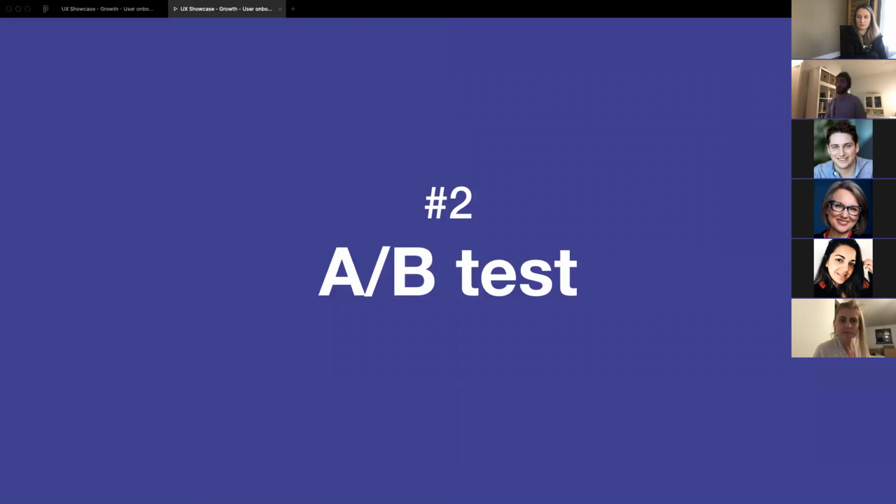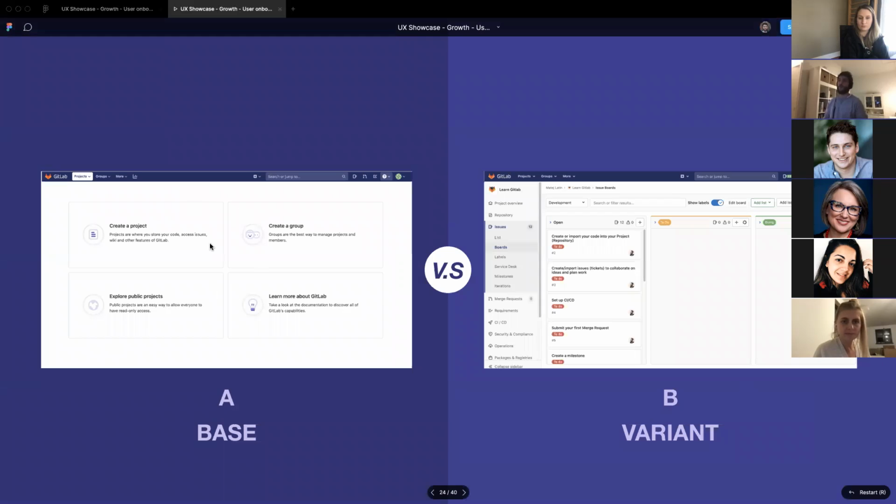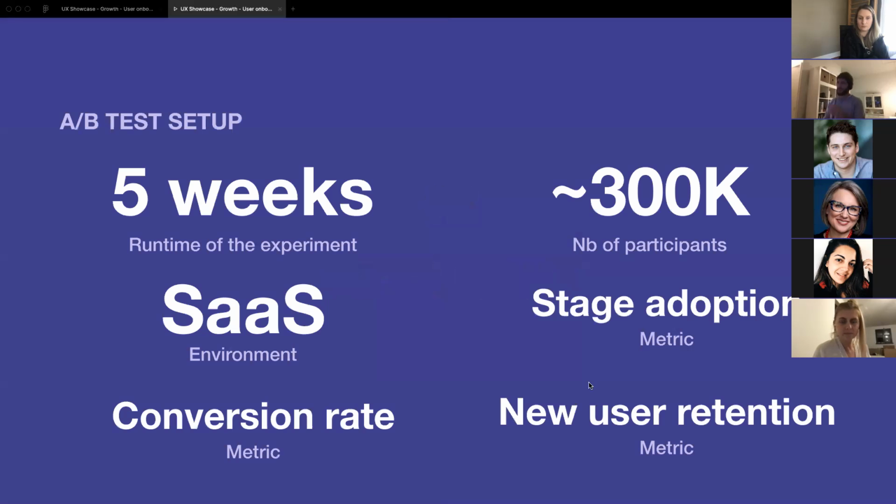Next, we wanted to test this at scale, so we ran an A/B test. So basically, we put this up against our base, which was the 4 cards, versus the onboarding board. So we ran that for 5 weeks, and we had roughly 300K people. We did this on SaaS, and we wanted to see the impact on conversion rate, stage adoption, and user retention.